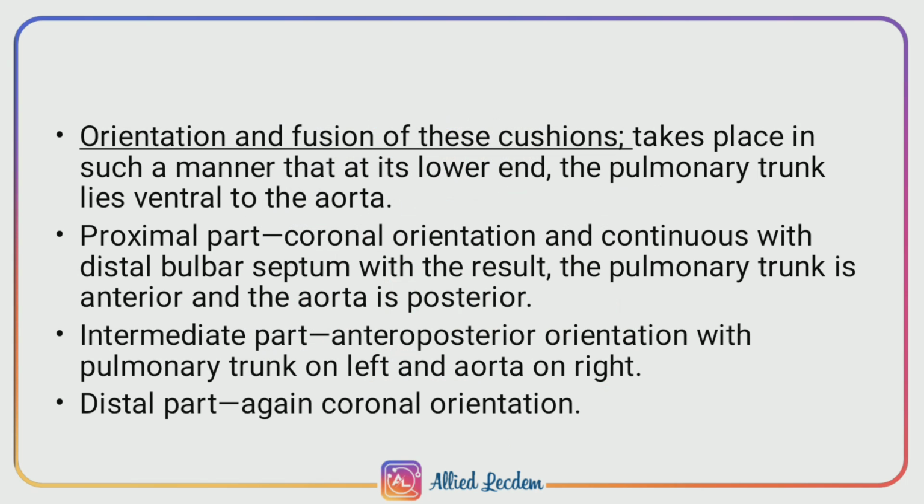Orientation of these cushions. Proximal part. It forms the coronal orientation and continues with the distal bulbar septum, with the result that the pulmonary trunk is anterior and the aorta is posterior. In the intermediate part, anterior-posterior orientation takes place with the pulmonary trunk on the left side and the aorta on the right side. At last, in the distal part, again coronal orientation takes place, where the aorta is anterior and the pulmonary trunk is posterior.